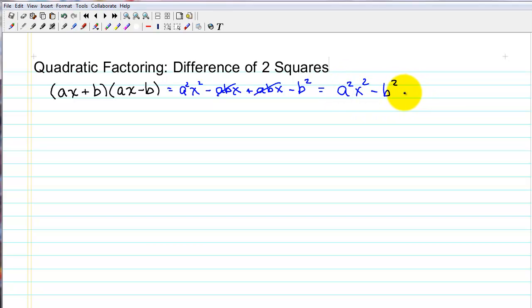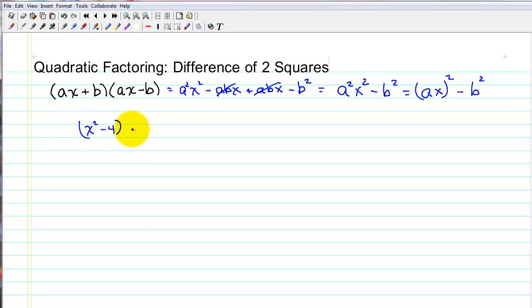And this we could rewrite as ax quantity squared minus b squared. So here we have two things that are squared, so those are called squares or perfect squares. And we have a difference, so that's the term. So we're going to be starting with something that looks like this, and when we factor it, we're going to be going this direction. So let's look at some examples of the difference of two squares.